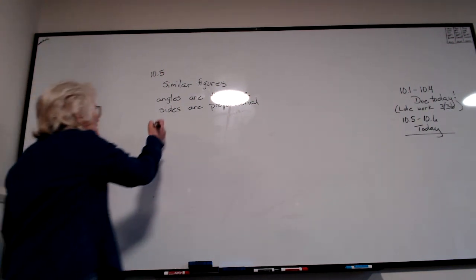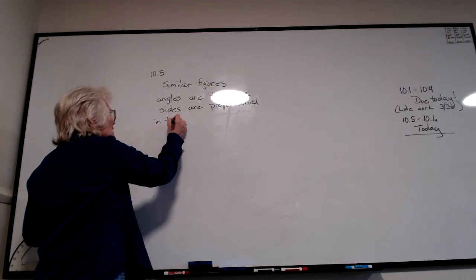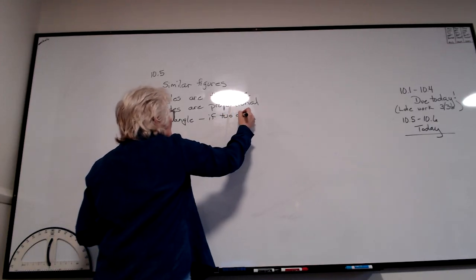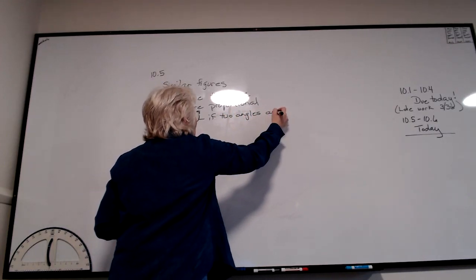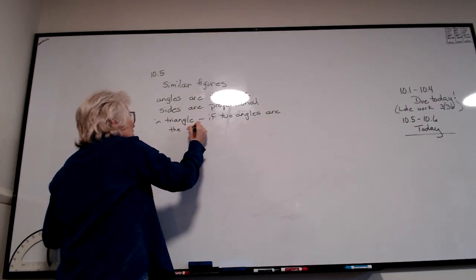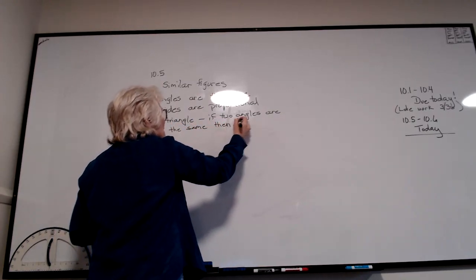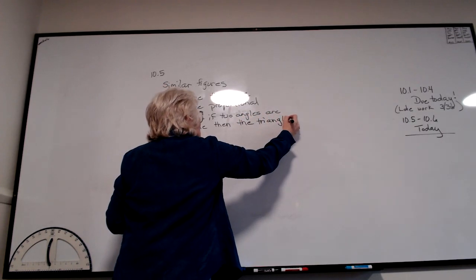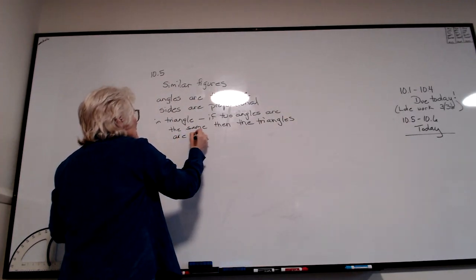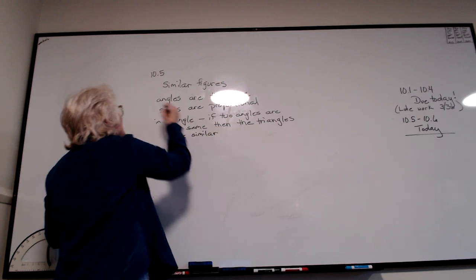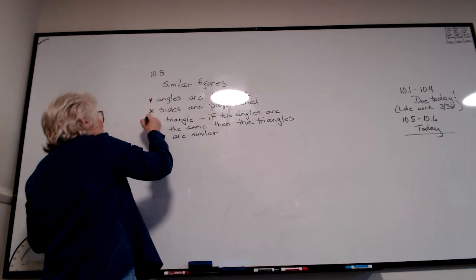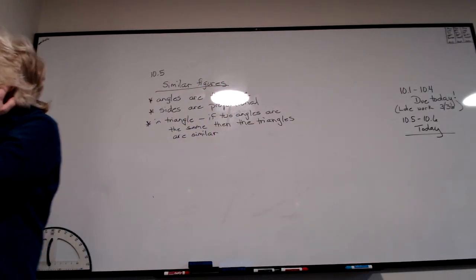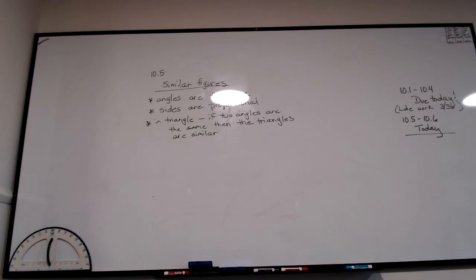Okay, so in a triangle, if two angles are the same, then the triangles are similar. So that's one thing we know. Okay, so these are some things we know about similar figures that we've talked about so far. Okay. Working a lot with proportions and ratios here.